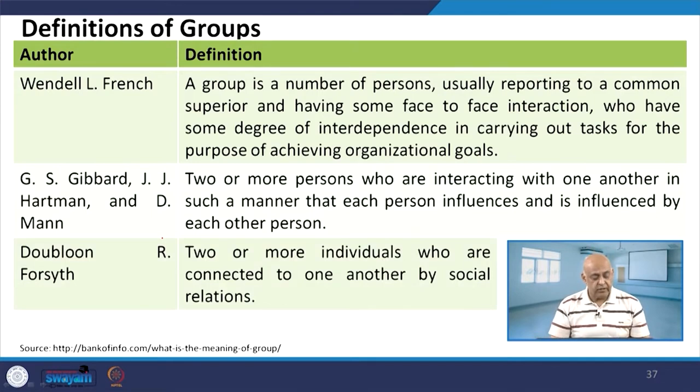Jablon and Forsyth have given another definition: two or more individuals who are connected to one another by social relations, right? So in that case, this has been explained as a part of social relation. But in every definition, we will find that the common element is that at least two or more members are there, going for achieving the common goal, right? And they are influencing each other. This is a characteristic here, and they are working together, maybe face to face, or for that particular task for which they are interdependent.